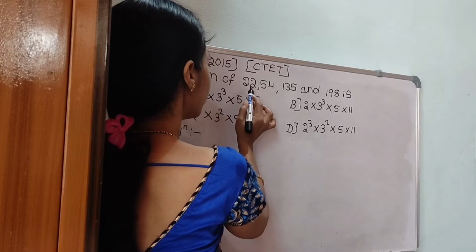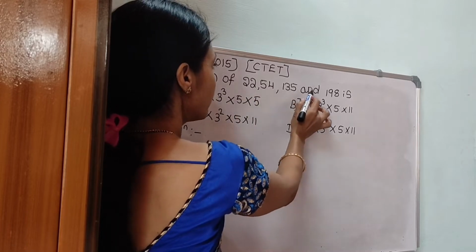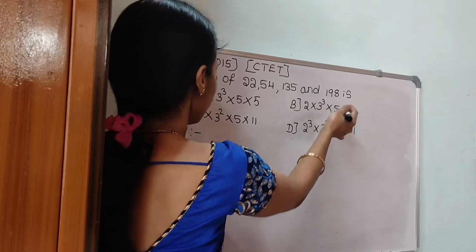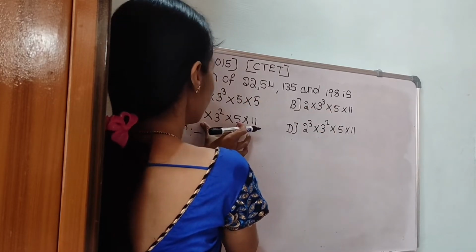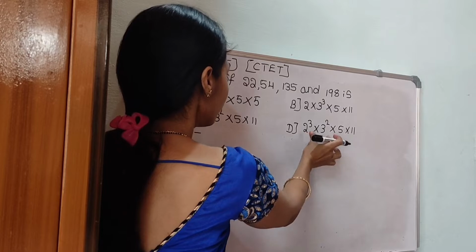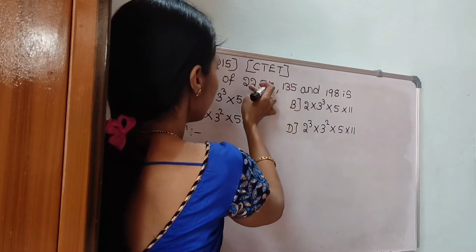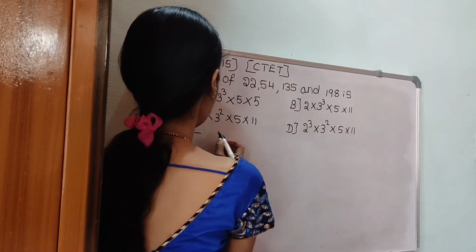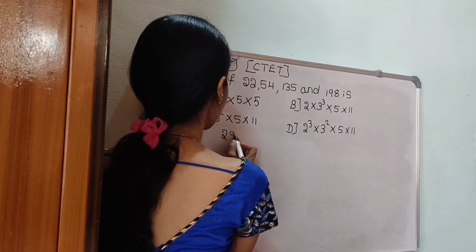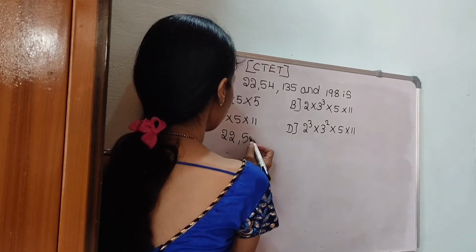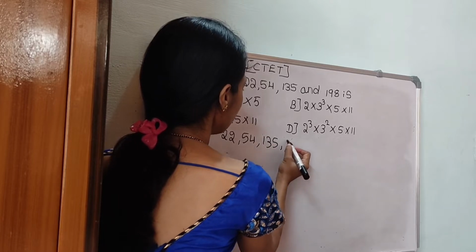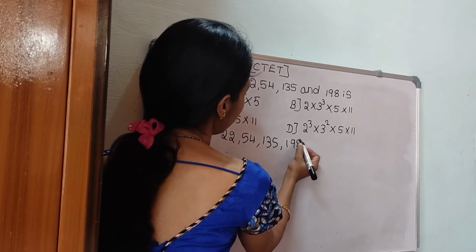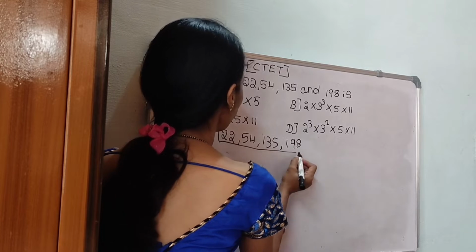32(1), LCM of 22, 54, 135 and 198. Option A is there, option B is there, option C is there and option D is there. We find out the LCM of these four numbers. So we consider 22, 54, 135, lastly 198.